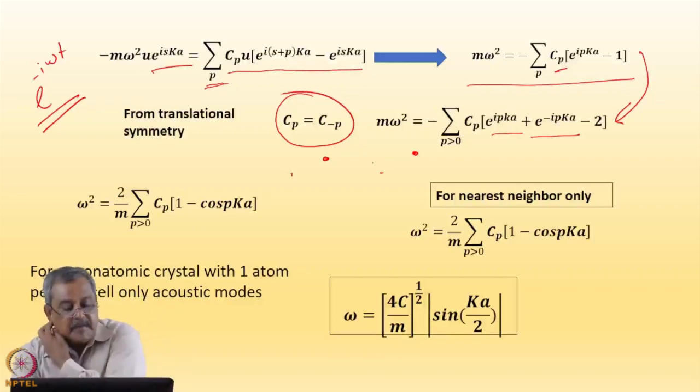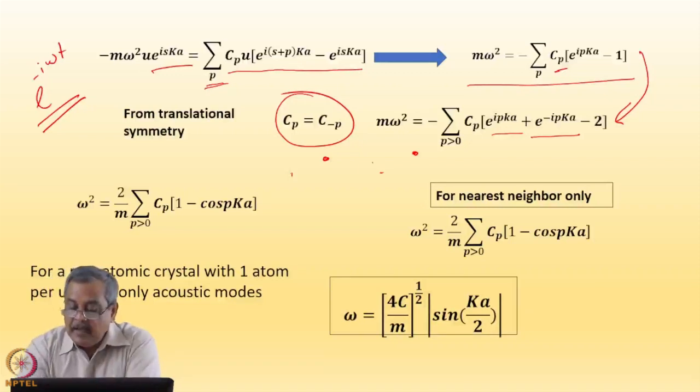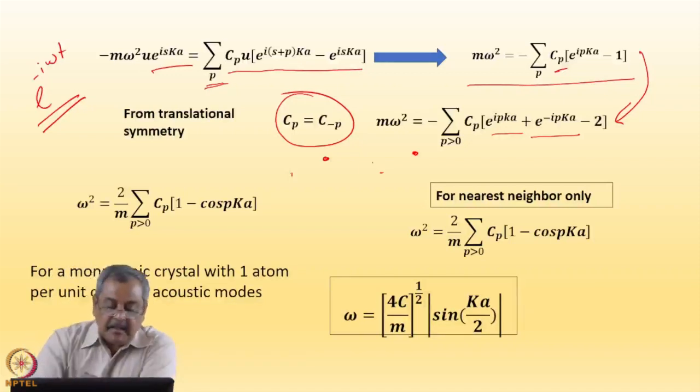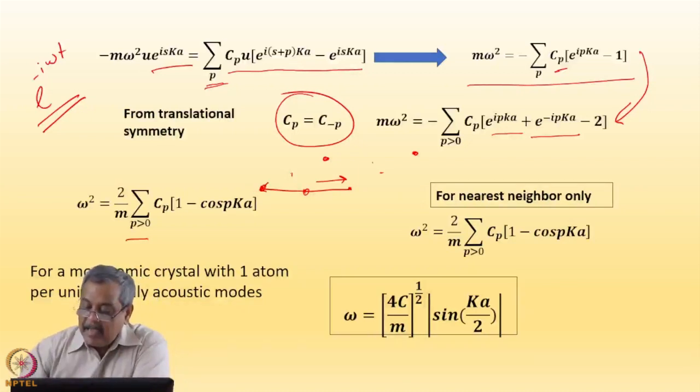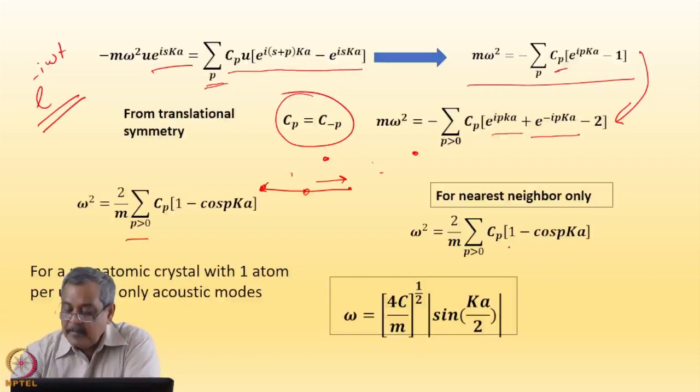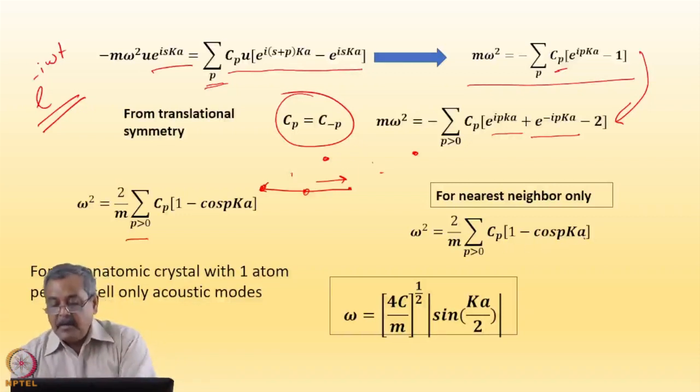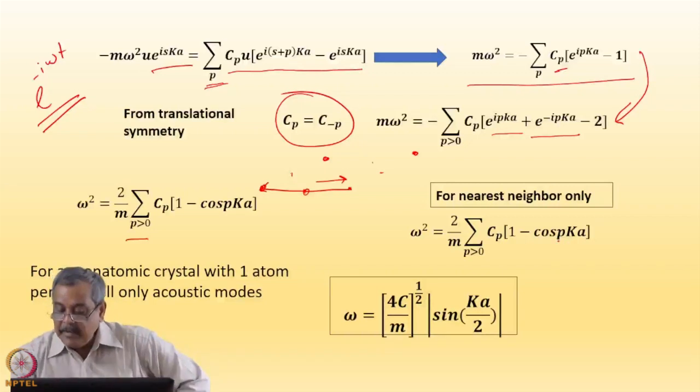And if I consider a special case, which often works well, if I consider only nearest neighbor interaction, then of all the p's only the nearest neighbors survive, and then I have omega square equal to 2 by m C_p into 1 minus cos pka, where p is equal to 1, so I can call it C. So this will be equal to 2 by m C into 1 minus cos ka.